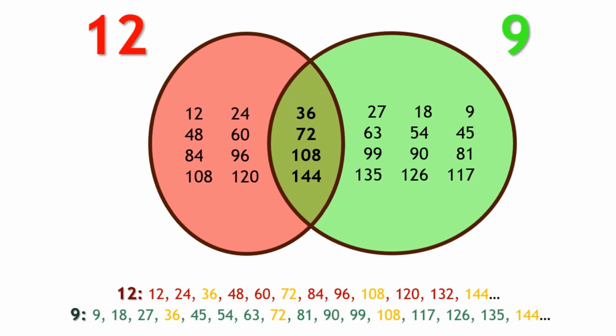As you can see down here, the numbers in yellow are the common multiples of both 12 and 9. And the first number to appear here, which is 36, is the lowest common multiple of 12 and 9. Now let's go on and take some more examples of LCM.